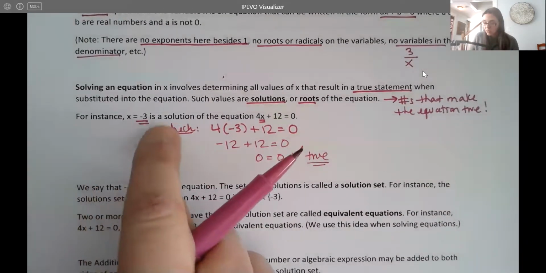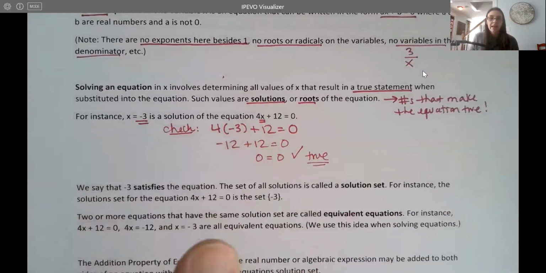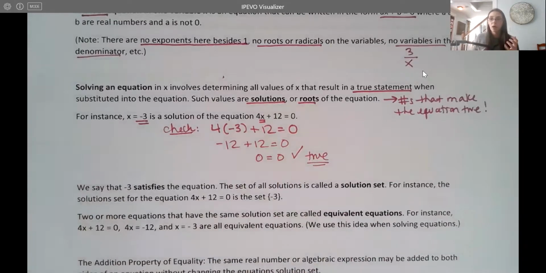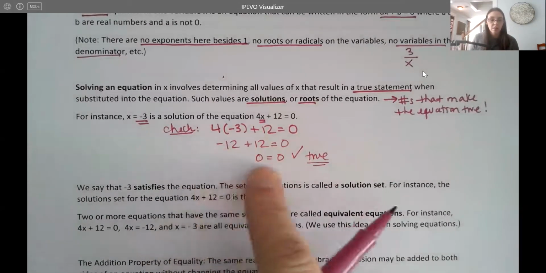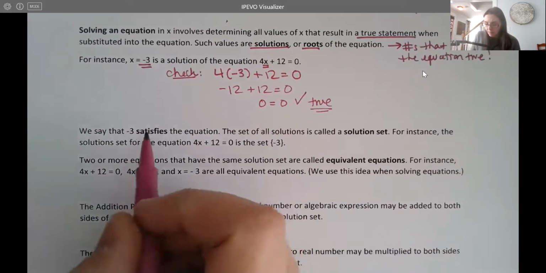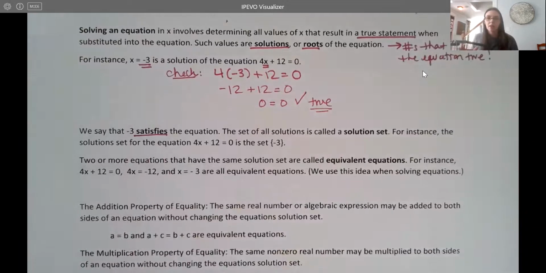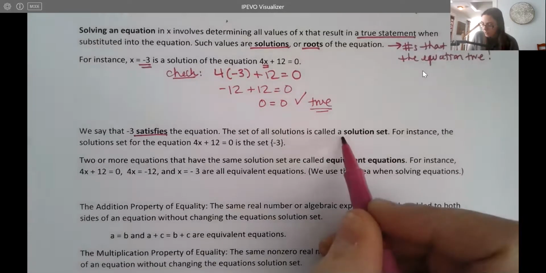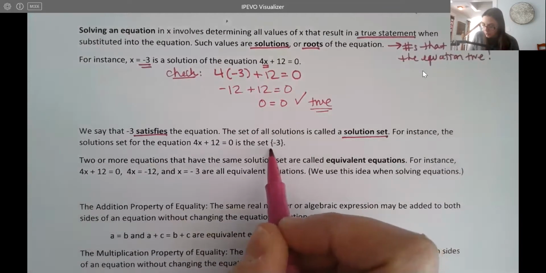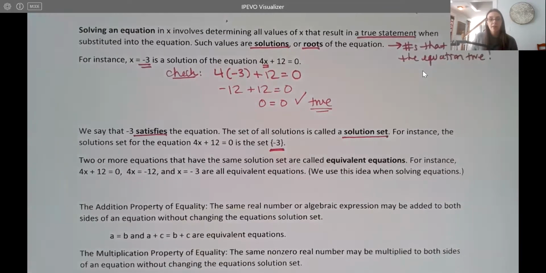So a solution is just any number that you plug in and it gives you a true statement. It doesn't always have to be 0 equals 0. It could be 4 equals 4 or 12 equals 12. It doesn't matter. But you get a true statement there. For solutions, sometimes we use the word satisfy. We'll say -3 satisfies the equation, which is just another way to say that it's a solution. And the set of all solutions of an equation is called its solution set. So here, using some set notation that we're used to, we can write it like this to say that that is the solution here.